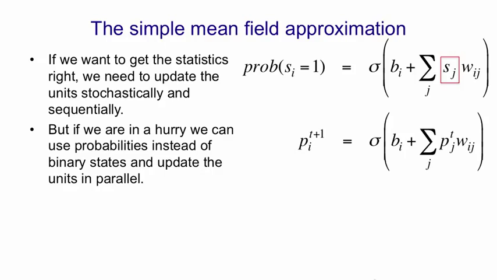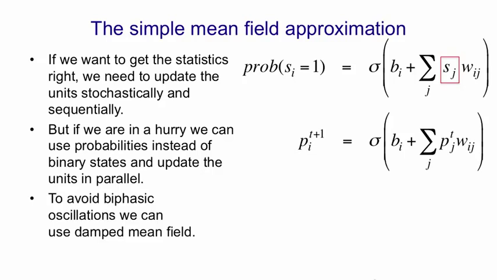And that's not quite right, because this stochastic binary thing is inside a nonlinear function. If it was a linear function, things would be fine. But because the logistic's nonlinear, we don't get the right answer when we put probabilities instead of fluctuating binary things inside. However, it works pretty well. It can go wrong by giving us biphasic oscillations, because now we're going to be updating everything in parallel.